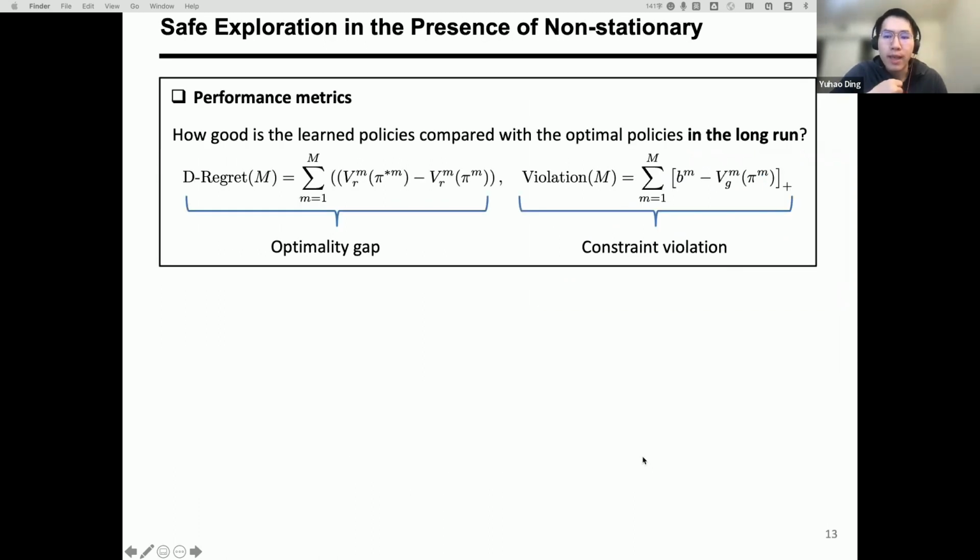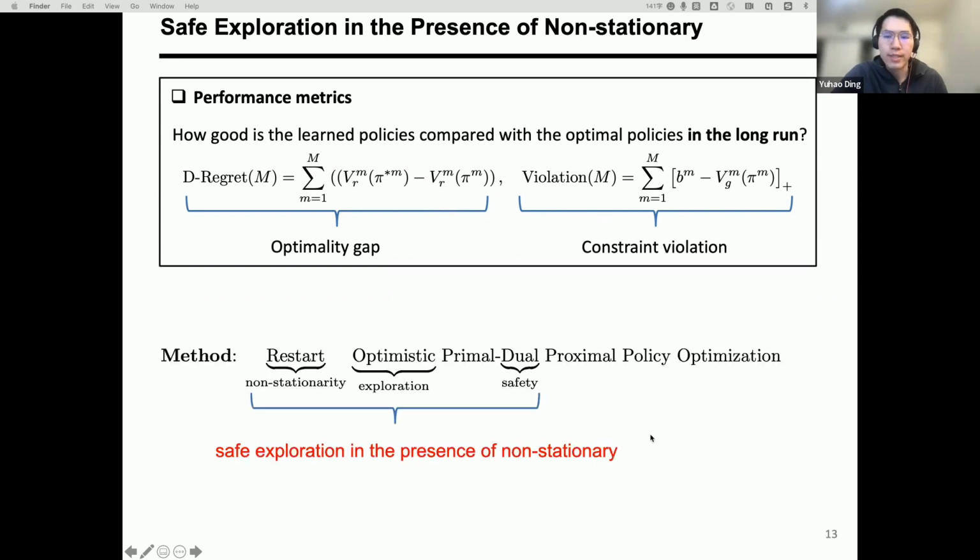Suppose that the agent executes policy pi_m in episode m. We now define the optimality gap as the difference between the value of the optimal policy for each episode and the value of the agent's policy for each episode, over the entire capital M episodes. The constraint violation is defined similarly.